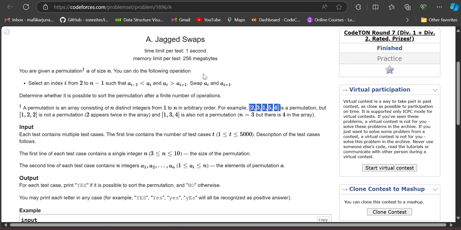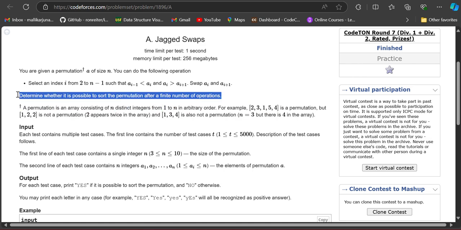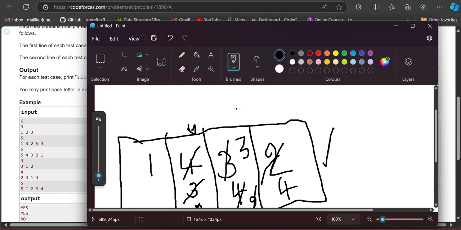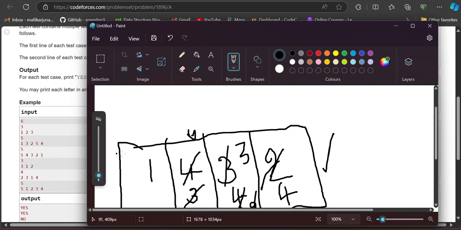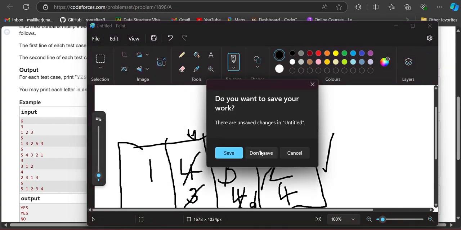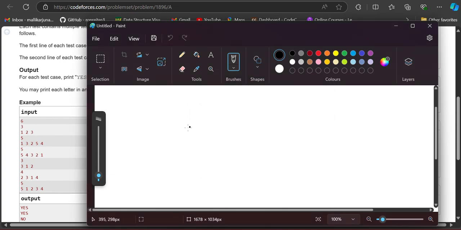So we have a permutation. Whether it is possible to sort the permutation after a finite number of operations. After a finite number of operations, yes, we can perform. But we don't know that finite value. But we can perform the operation again and again until we get the answer. But let's see. So this 2314 can also be sorted after performing finite operations like this 1432 array.